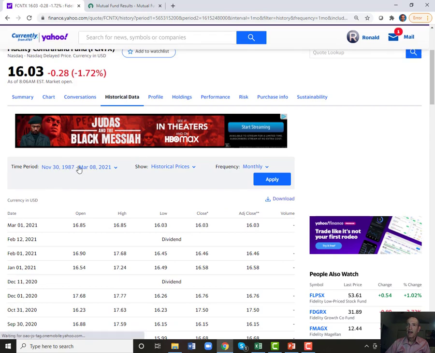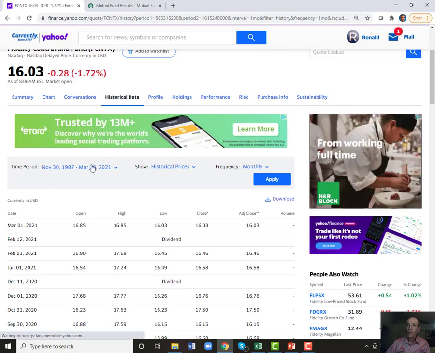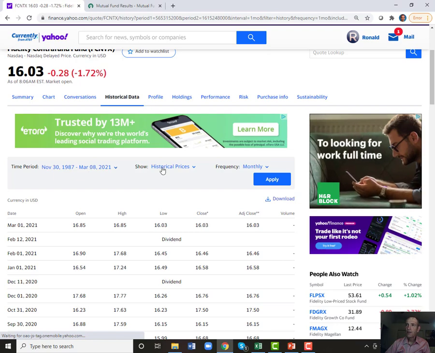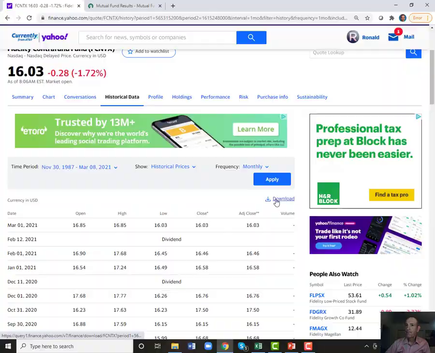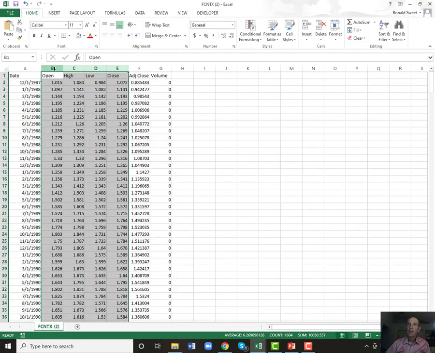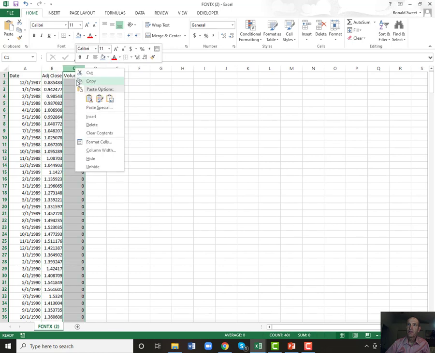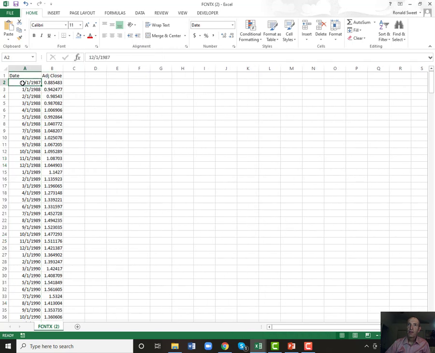Alright, so you want to make sure you go back to right before January 1988. You want historical prices, and you want it to be monthly, just like we did with the mutual fund. And then you download that. Just like we did with the mutual fund for the style analysis, we're going to delete everything but the adjusted close. You can see here we got 1287, so I'm actually going to calculate my returns. My returns are going to be January divided by December minus 1.